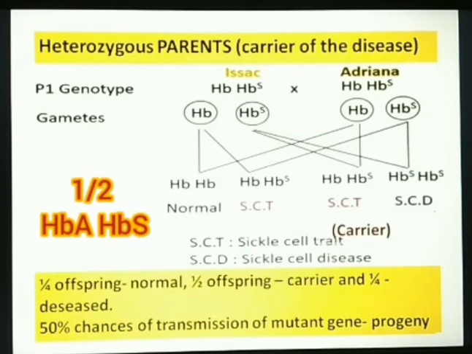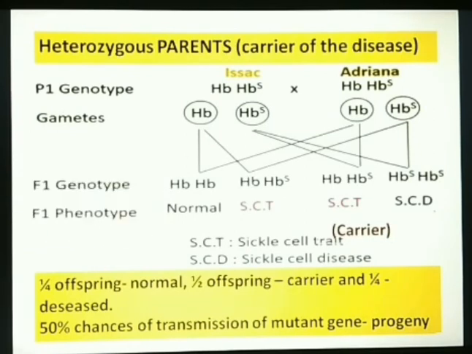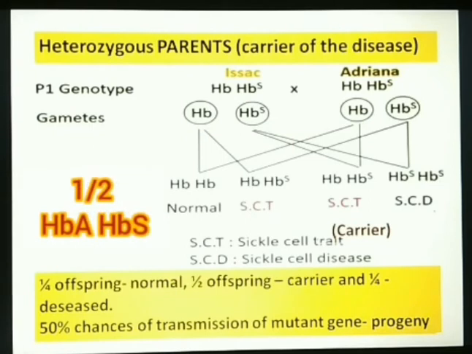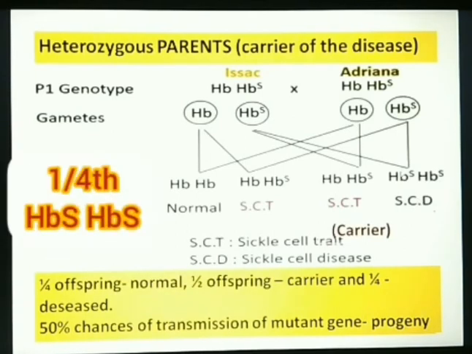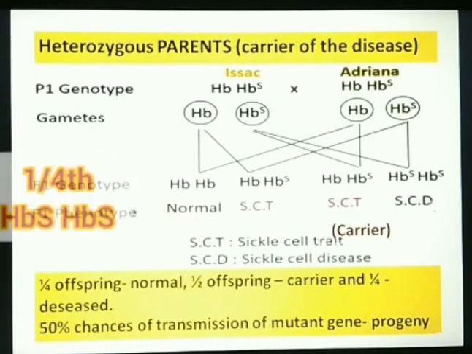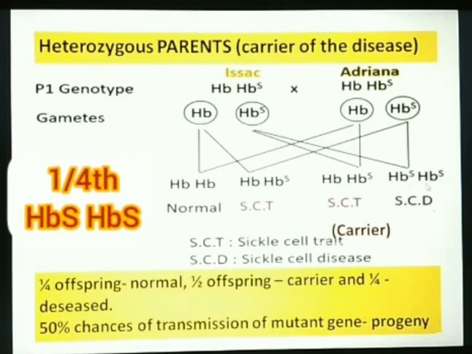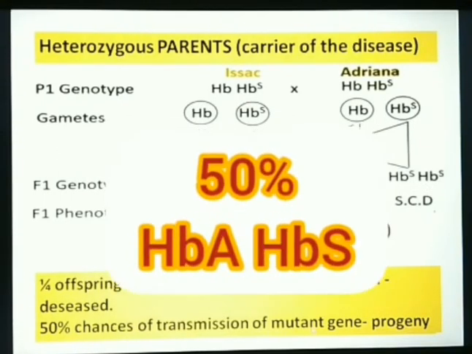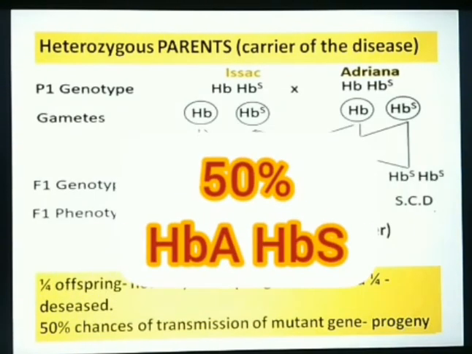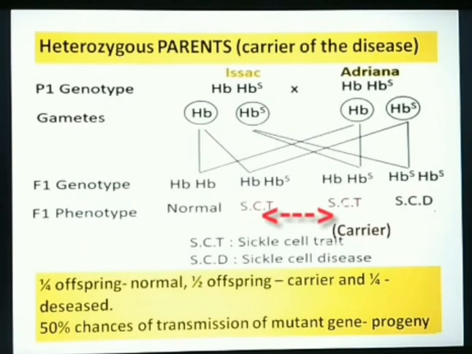As I said, we can call this normal gene HbA, or Hb. So the carrier of the disease has two offspring, half of the offspring, having HbA and HbS, right? And 1/4 of the offspring will be the diseased one, having HbS, HbS. So there are 50% chances of transmission of the mutant gene in the progeny. We can see here 50% chances are there.